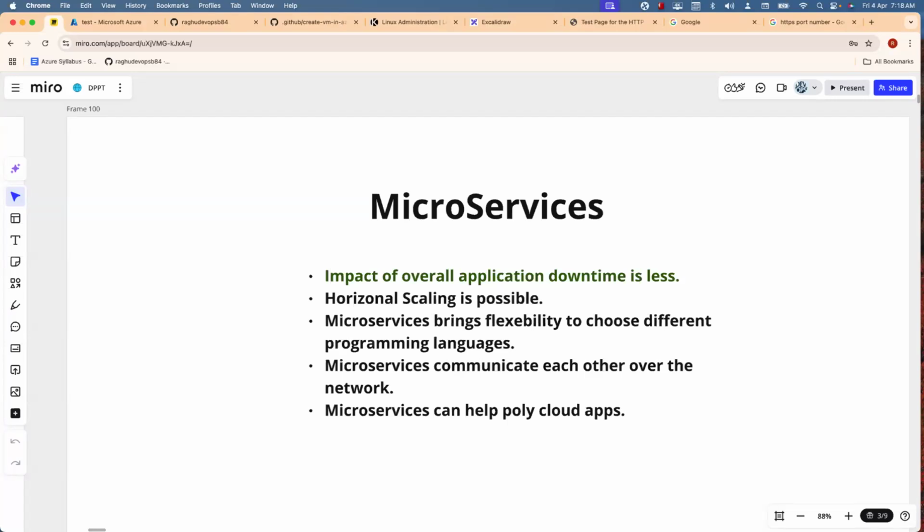You take a bank as an example. For example, I'm not able to transfer, but at least I'm still able to see my statement. I'm still able to log in. I'm still able to see my balance. I'm still able to see my interest. Many things are still possible.